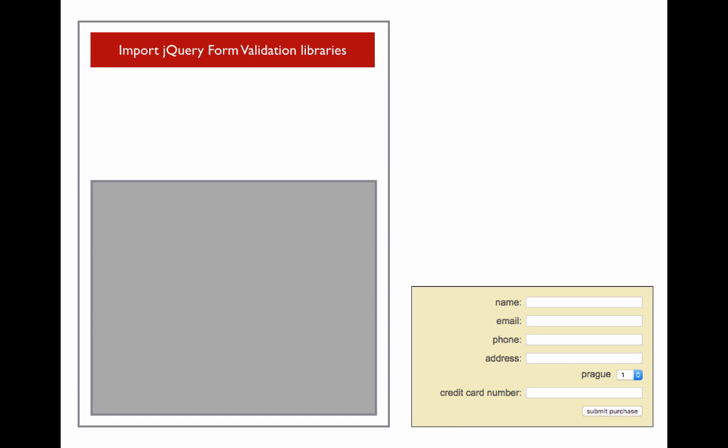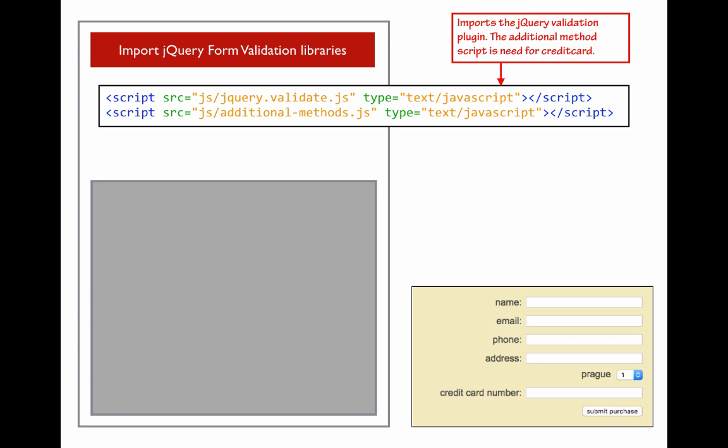First, we'll look at the jQuery form validation library imports. There are two imports from this library. The first is the standard validation library. It includes validation for various inputs such as text fields, numbers, and emails. The second library has some additional methods. The one we are interested in from the second library is the credit card method.